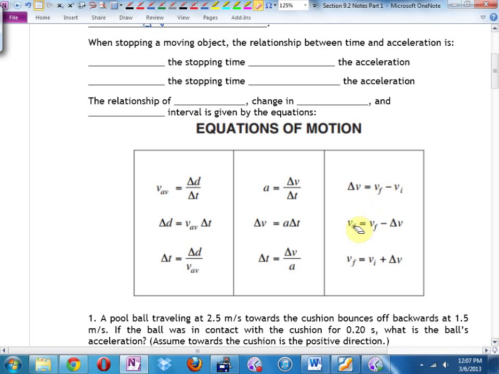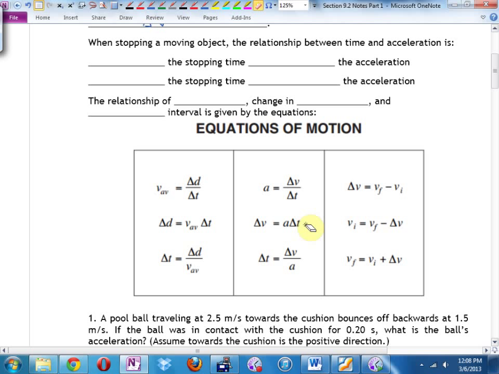What if you want to find the initial velocity? Well, that turns out to be the final velocity minus the change in, if you know the change in. How can I find the change in velocity? Well, that's also the acceleration times the change in time. If you know the acceleration, the change in time.